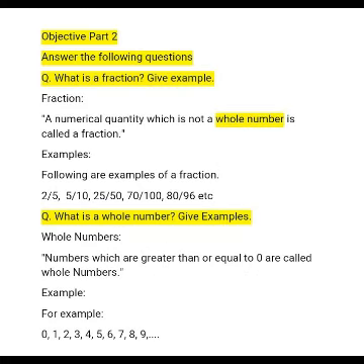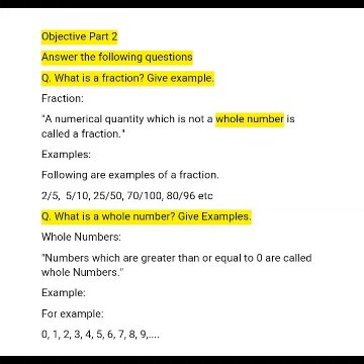Now on this page of your screen, we are discussing objective part 2. Remember, objective part 1 and this is objective part 2, and all this knowledge is related to our learned section which is given in this video.